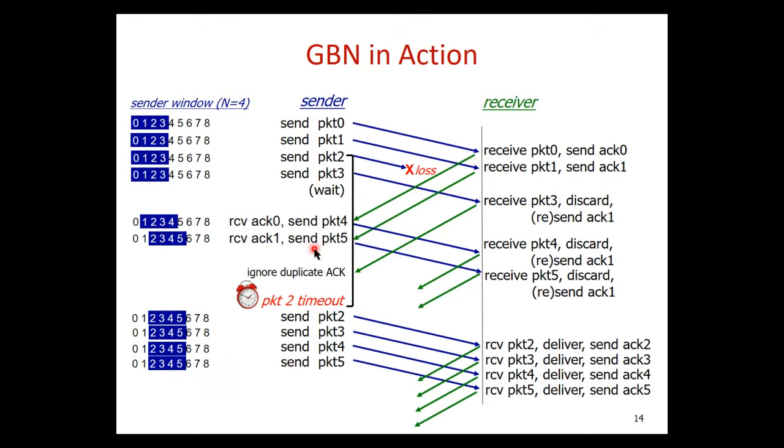Now let's look at the sender side. When the sender receives ACK of 0, it's going to slide the window. Now it can send packet 4. And when it receives ACK of 1, it can slide the window again, and it's going to send packet 5.